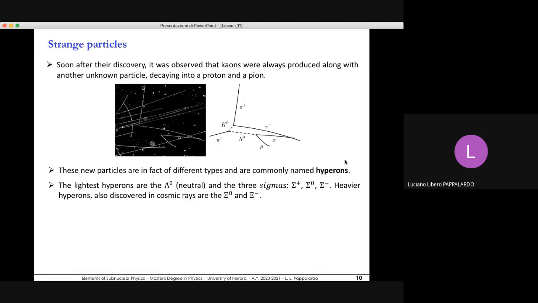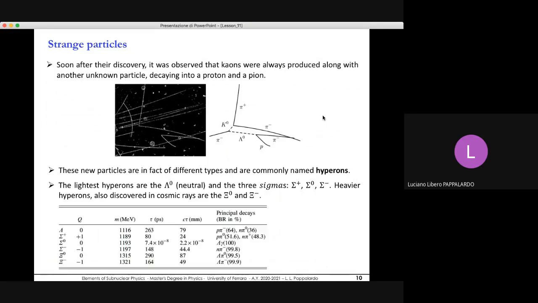Now, these new particles, for instance this one here, are in fact of a different type than the mesons that were discovered before, and are commonly named hyperons. The lightest of the hyperons is the lambda zero hadron, which is neutral. Then we have three heavier objects, the sigma plus, sigma zero, and sigma minus. And then we have even heavier objects, the psi zero and psi minus. All of these were discovered in cosmic rays, in this kind of decay pattern. So this was before the advent of high energy accelerators in physics laboratories.